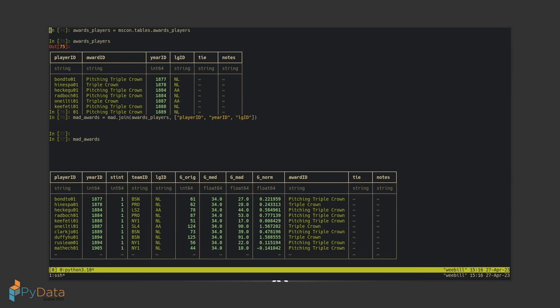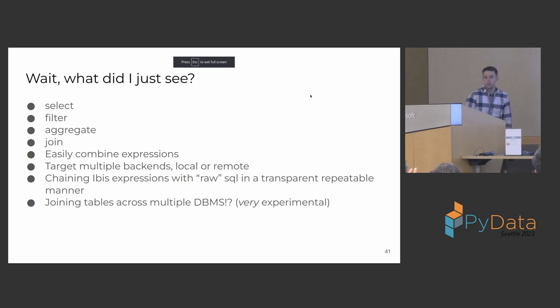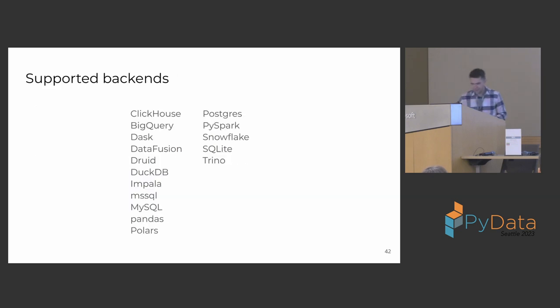Let's go back to the slides and wrap this up. So Gil showed a bunch of these things: select, filter, aggregate, join. I don't know if we hit aggregate, but it's in there somewhere. You can easily combine expressions and target multiple backends. Joining tables across different databases is weird and very experimental. Please, nobody put this into production. It's probably not great to run on your laptop either.